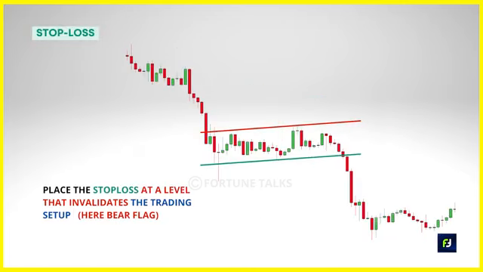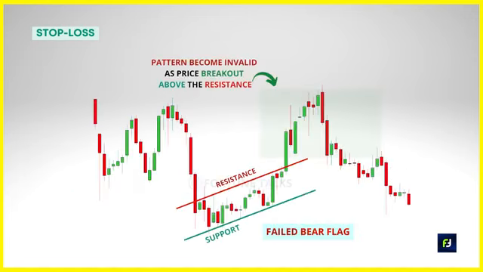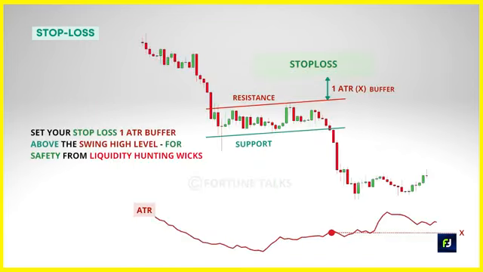etc. When it comes to protecting your positions, you can place your stop loss at a level that invalidates your trading setup. So a bear flag pattern becomes invalid if the price breaks above the resistance trend line. With that idea in mind, you have to keep the stop loss above the resistance trend line, or to be even safer, you can give the price some breathing space by keeping 1 ATR buffer above the swing high level, depending upon your risk appetite.